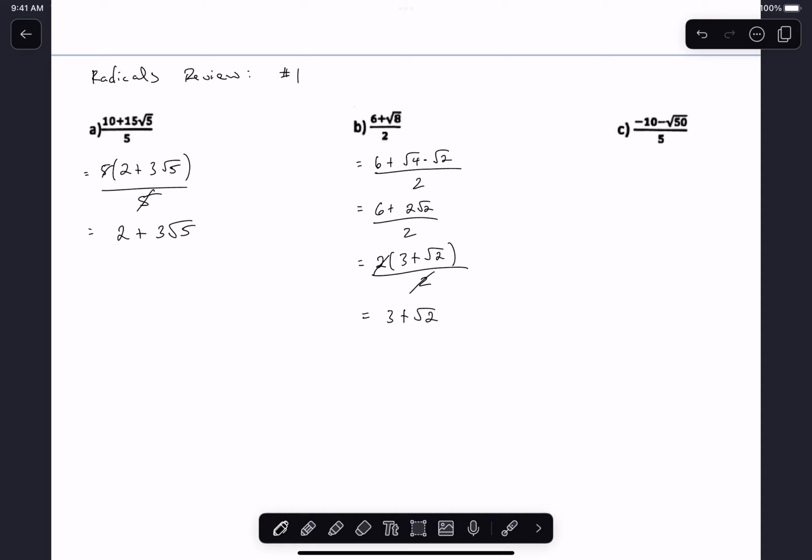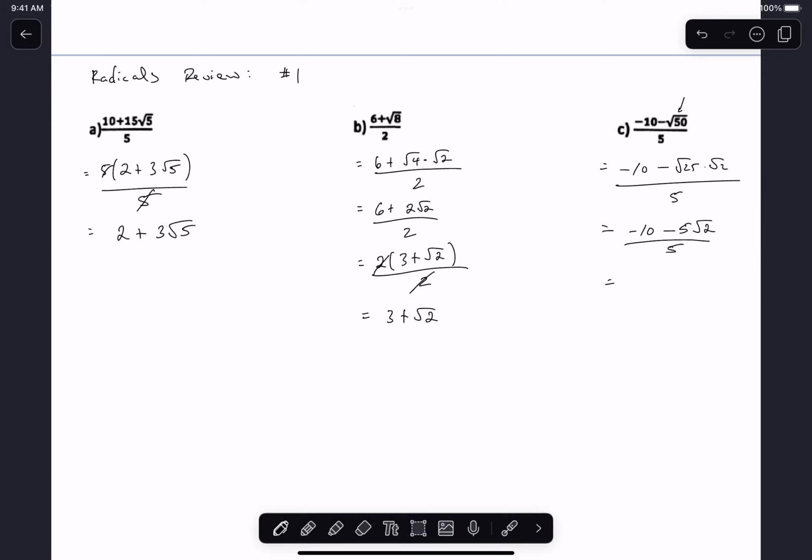Okay, and hopefully this question here looks a little bit familiar. This was a formative question, but just again, what we're going to do is in the numerator, there's nothing to be done yet in terms of a common factor. I can't quite do that yet, but what I can do is simplify that root 50. So I'm going to write negative 10 minus root 50 can be simplified into root 25 times root 2 over 5. And then so I'm just going to square root 25. I get negative 10 minus 5 root 2 over 5.